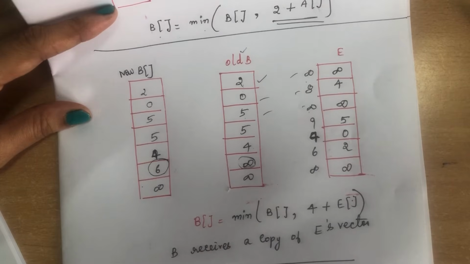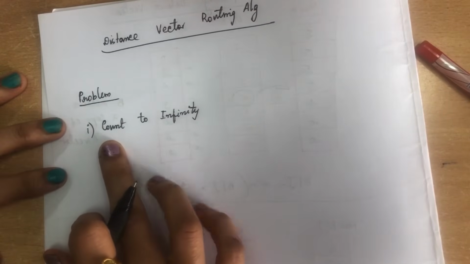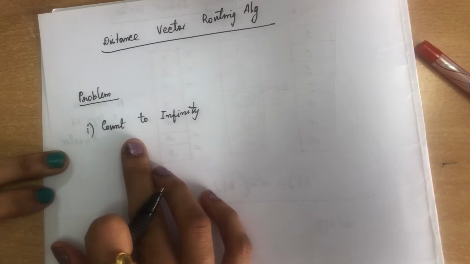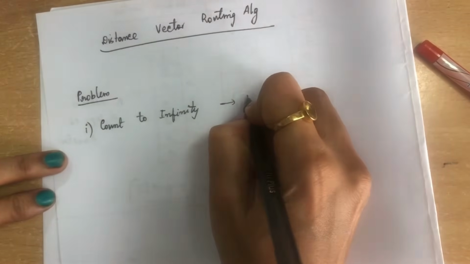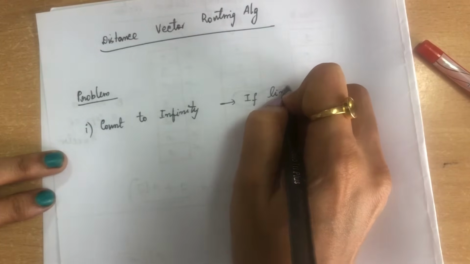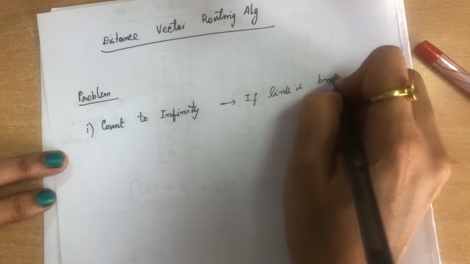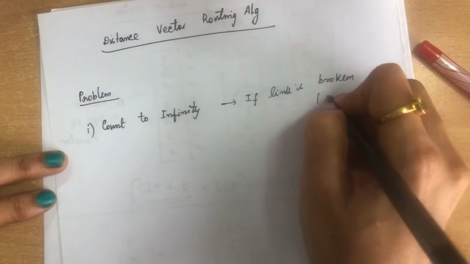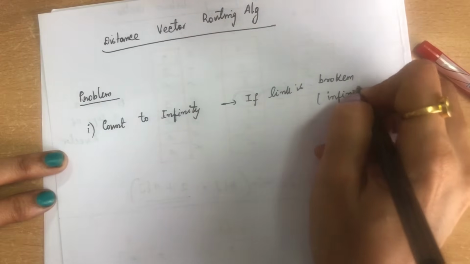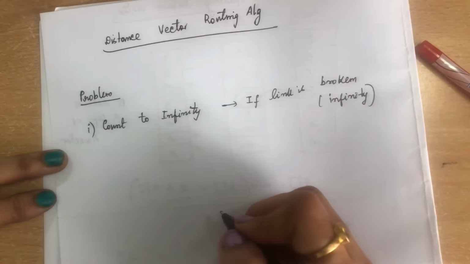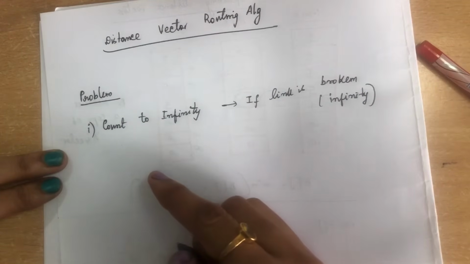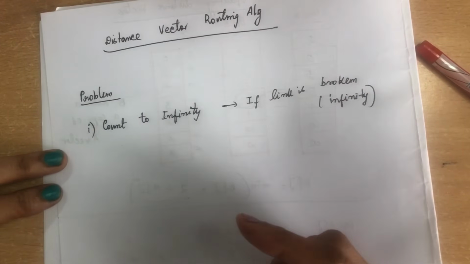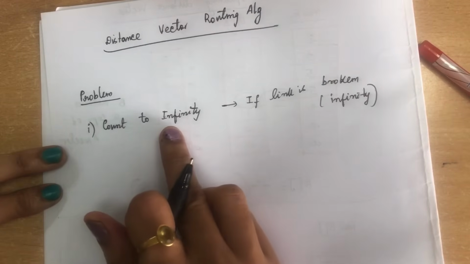Okay, you understood this? We'll see what the problems involved in distance vector routing are. The first problem is count to infinity. If a link is broken between two nodes, the cost becomes infinity now. So every router should be aware of it immediately. But in distance vector routing, it takes some time to propagate this information to all other nodes. This problem is called count to infinity.